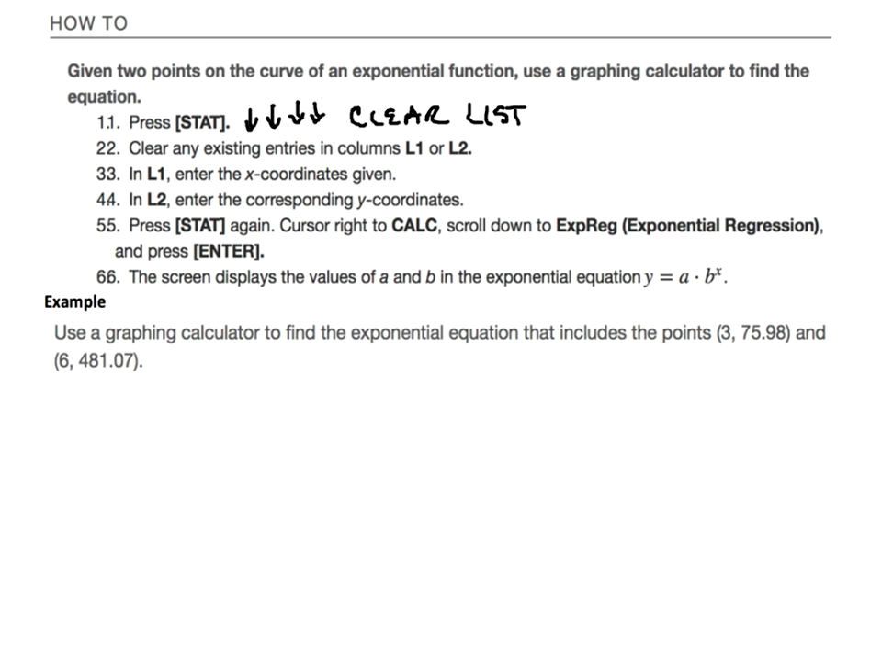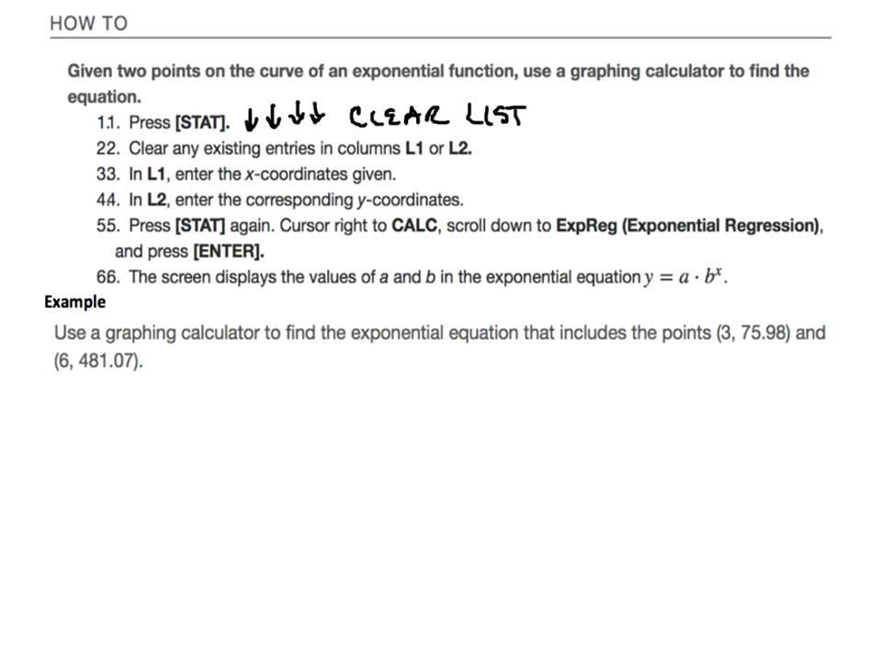All right, and then from there, it says to press stat again, so I did that. Cursor to the right to calculate, so that's your next list menu under stat. And then scroll down to exponential regression. That's actually value 0 all the way down at number 10, exponential regression. And then hit enter. It's going to take those 2 points and calculate for you. Okay, and let me show you what you get.